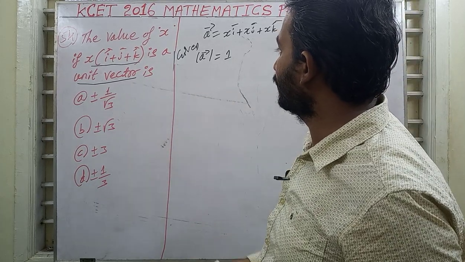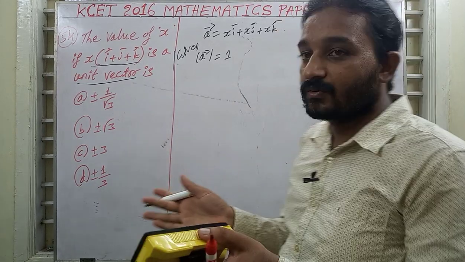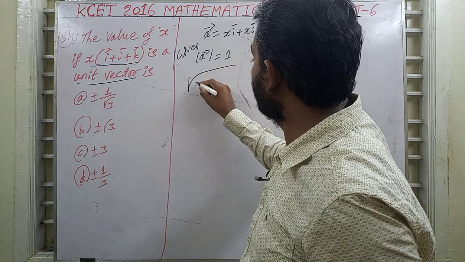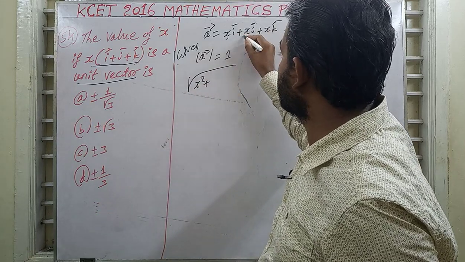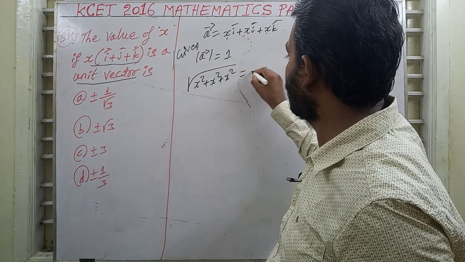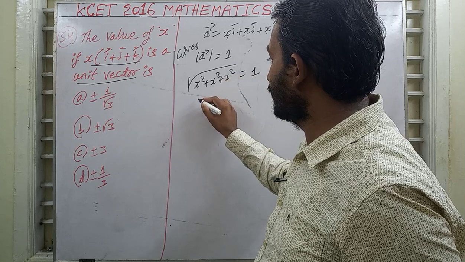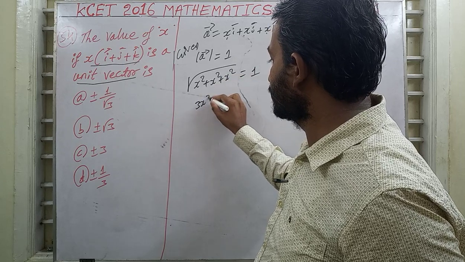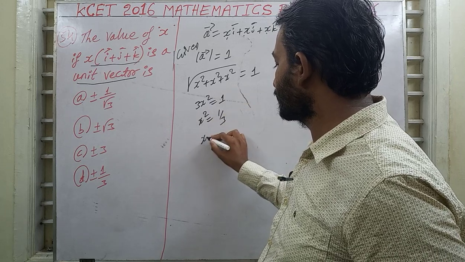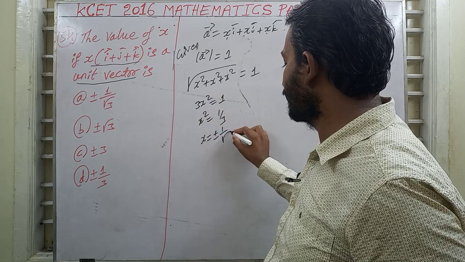Magnitude of a is nothing but the square root of the sum of the squares of the scalar components of the vector. So it becomes square root of x square plus x square plus x square is equal to 1. Squaring on both sides, it becomes 3x square is equal to 1. x square is equal to 1 by 3. x is equal to plus or minus 1 divided by root 3.